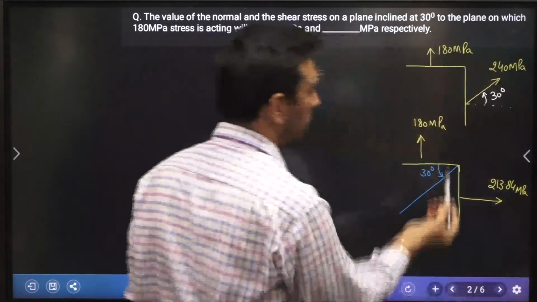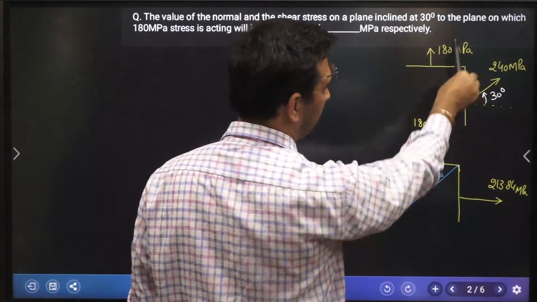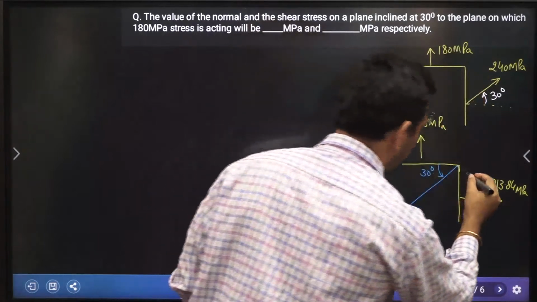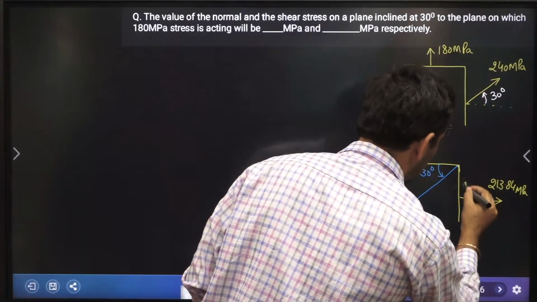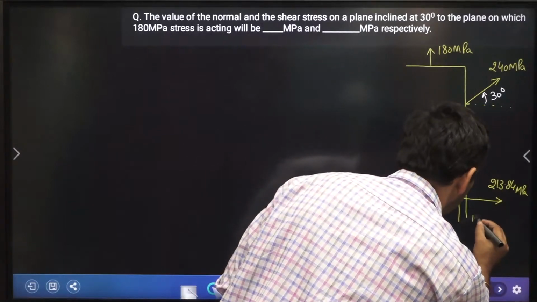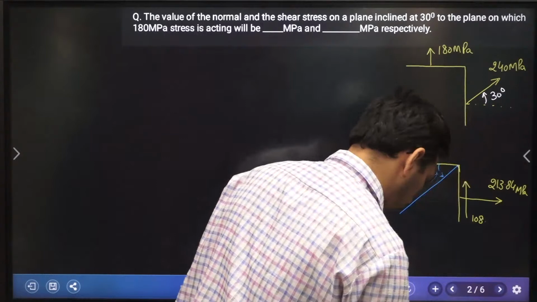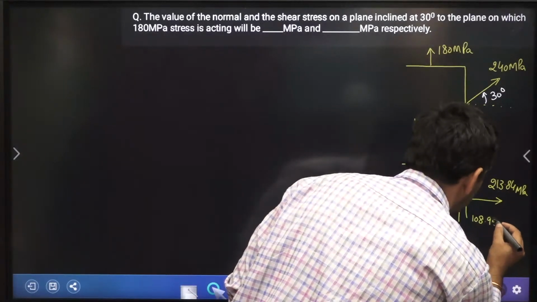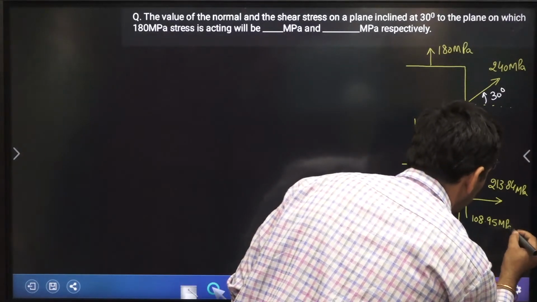And what about the other component? The other component will be parallel to this face. So that means if it is parallel to this face, it is going to be something this way, and this value is going to be 108.95 megapascal. Am I clear?